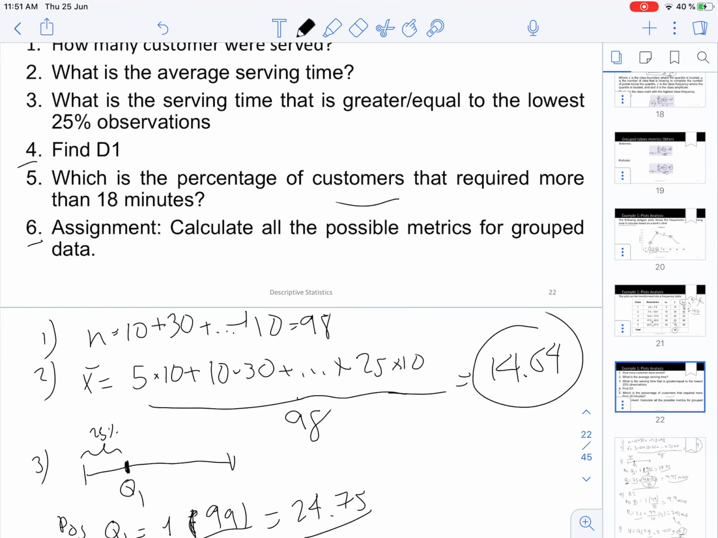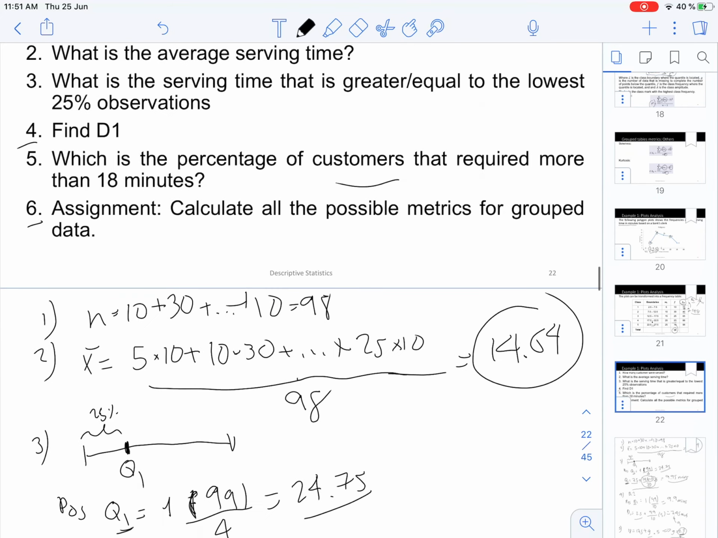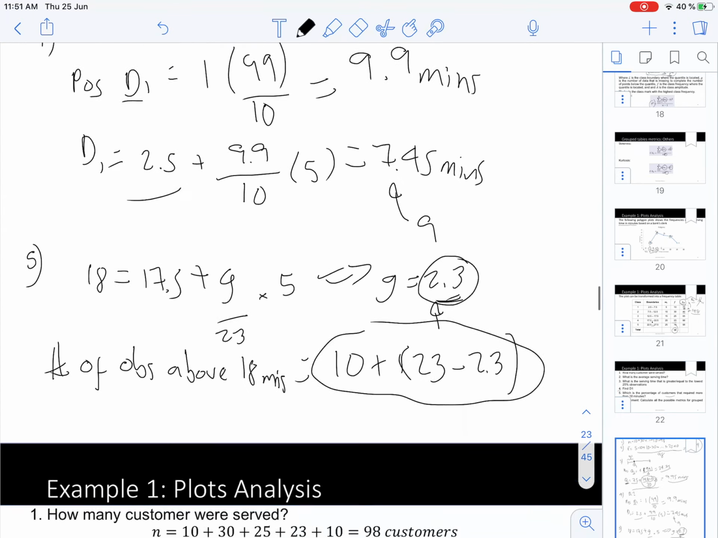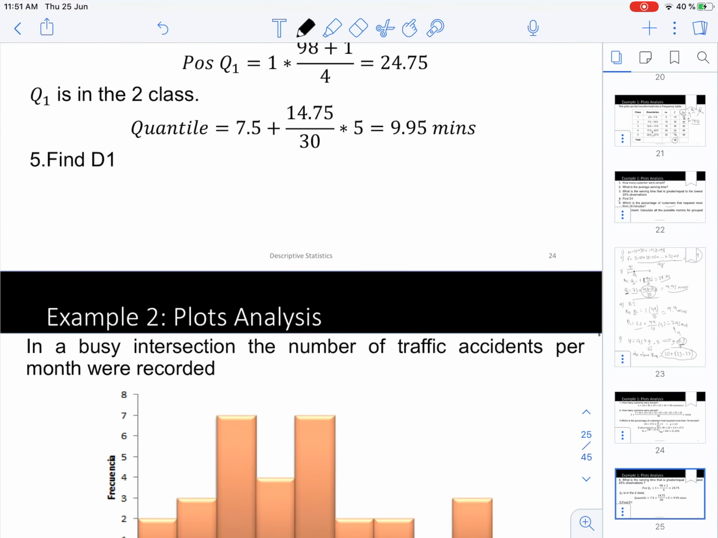All right, so that was part 5. Part 6 is recommended, it's an assignment. It won't be graded, it's for you to practice. It's just to find all the possible metrics that you can get using grouped data. That means X bar. Well, we already have X bar, so you can practice the variance, kurtosis, and skewness.